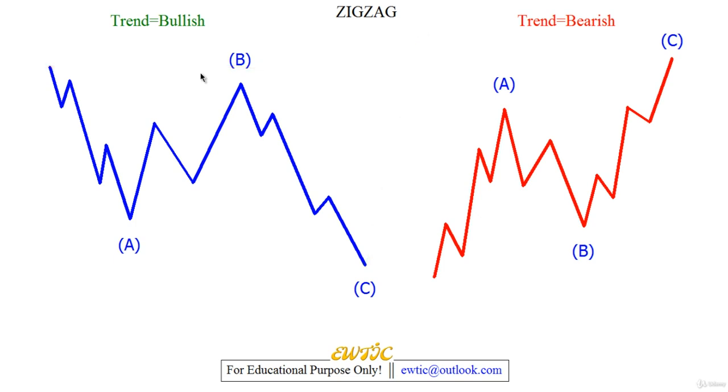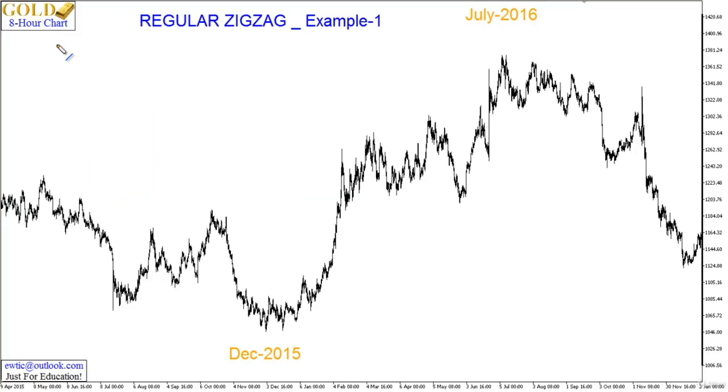Now that you have an idea of how a zigzag looks in a line diagram, let's have a look at some real-time examples on price charts. This is a price chart of gold. The time frame is 8 hours. We are looking at this rise that initiated in December 2015 and ended in July 2016. Can you spot a zigzag here? Maybe you should pause your screen and try to spot a zigzag here.